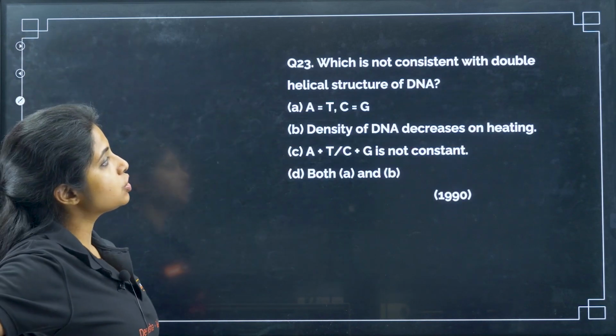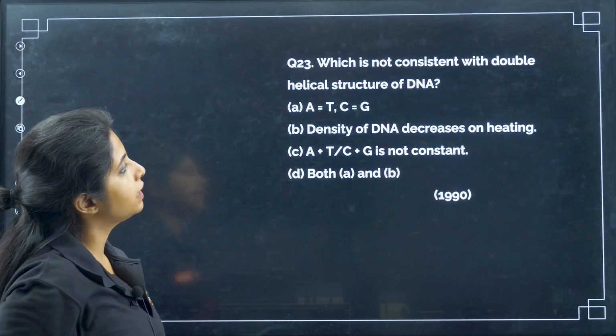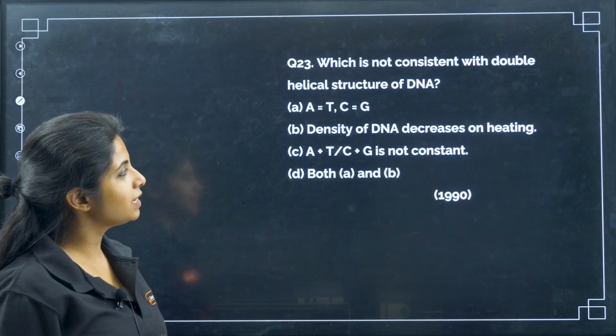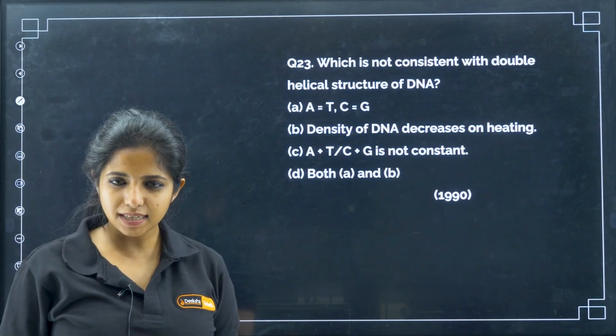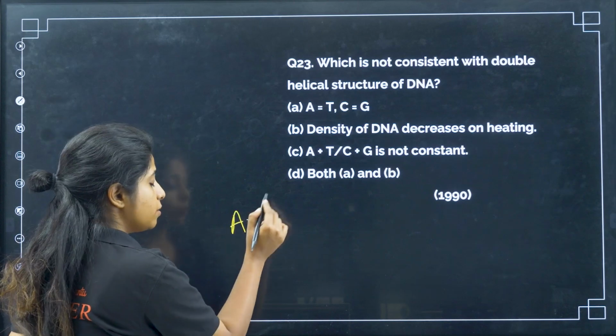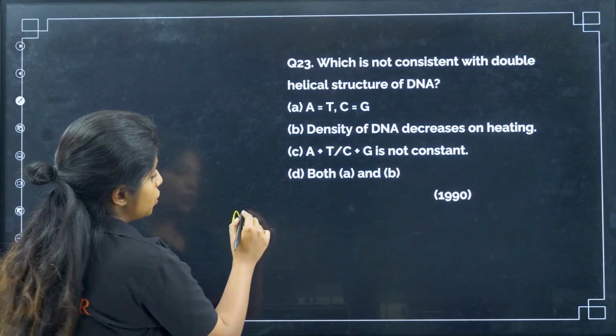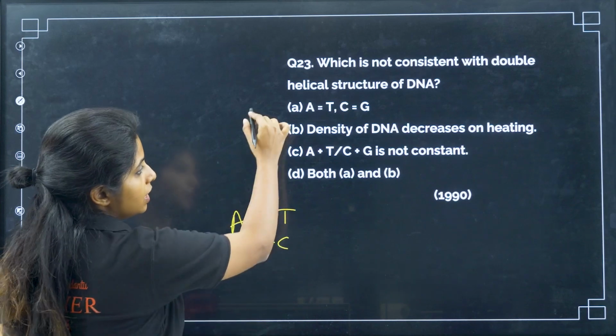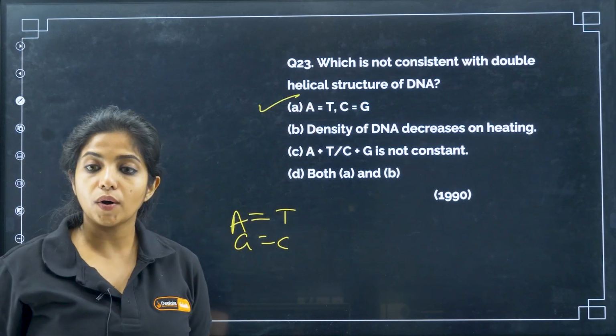Going ahead, which is not consistent with double helical structure of DNA? A is equal to T, C is equal to G. Correct, that is correct. How many number of A in double stranded? It will be consistent. So A would be equal to T and G would be equal to C and vice versa. Correct.